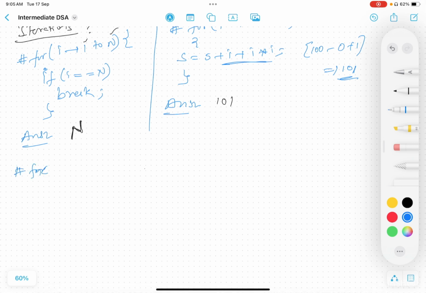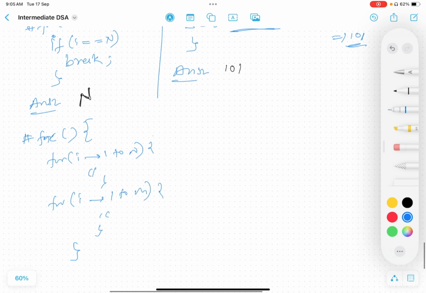Okay, there is a function which has a for loop of i 1 to n. It does some operation, and then a for loop of i 1 to m, it does some operation. So the total number of iterations would be, since this is a sequence, one after the other, the for loops will run, this is n, plus this is m, so m plus n iterations.